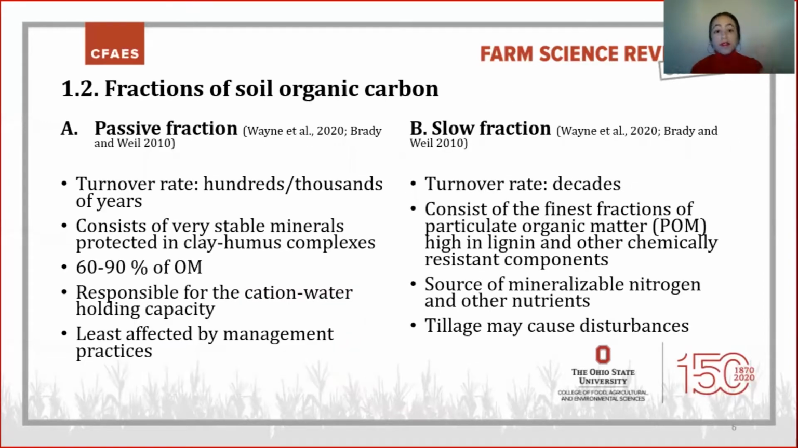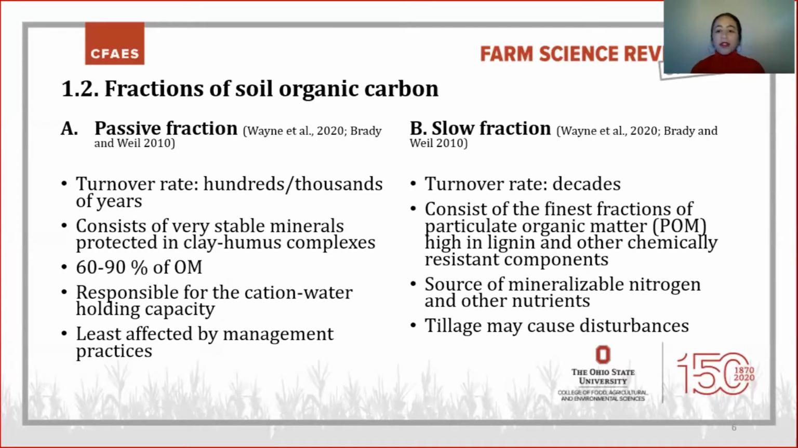Now, there are different fractions of soil organic carbon. We have the passive, the slow, and the active. And they are differentiated by the turnover rate. Now, the turnover rate is basically the time that it takes for a specific substance to change. So the turnover rate for the passive fraction is hundreds to thousands of years. It consists of very stable minerals protected in clay humus complexes. Around 60 to 90% of total organic matter is in this fraction. It's responsible for the cation water holding capacity, which we'll discuss later on, and it's the least affected by management practices because it's the fraction that's found in the lowest part of the soil profile.